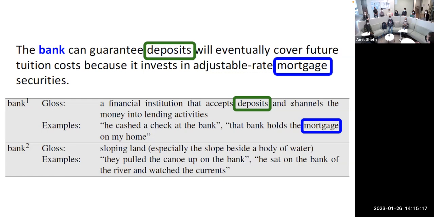Polysemous word means one word has multiple meanings. So bank is one example, book is another example. That's it. So now here bank is not river bank, it's an organization bank. So I need to understand that, okay? So this is the WSD problem. And it's a very well-studied problem in the NLP community, right?